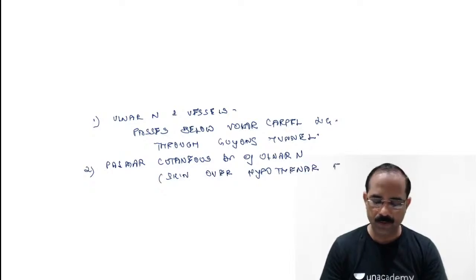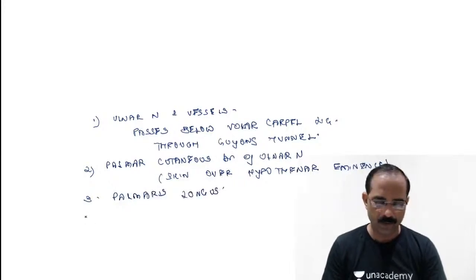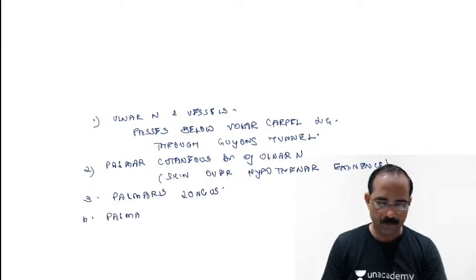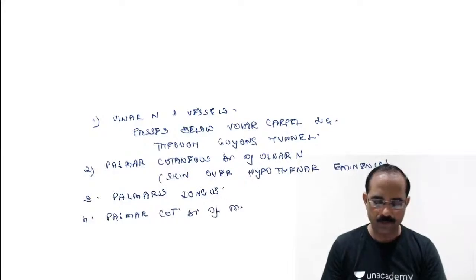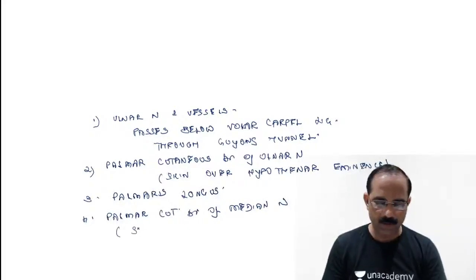Skin over the hypothenar eminence. The third tendon is Palmaris Longus. The fourth, palmar cutaneous branch of median nerve. अब ये क्या सप्लाई करेगा? It supplies the skin over the thenar eminence.